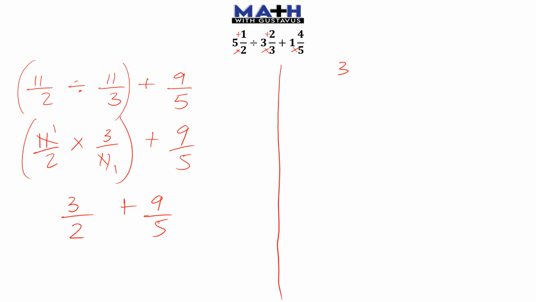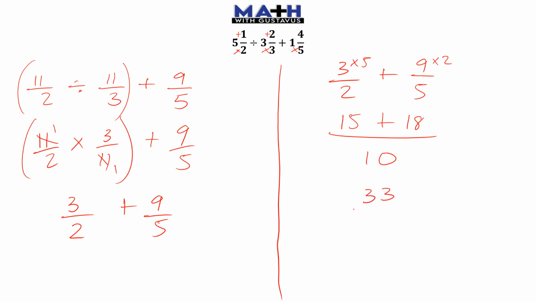Remember now that when we are adding, we need to find a common denominator. Now the common denominator of 2 and 5 is 10. Now 2 into 10, that goes 5 times. So we say 3 times 5, which gives us 15, plus then 5 into 10, that goes 2 times. So 9 times 2, that will give us 18. Now we are down to 15 plus 18. Now 15 plus 18 is equal to 33. And then we put back our common denominator, which is 10.